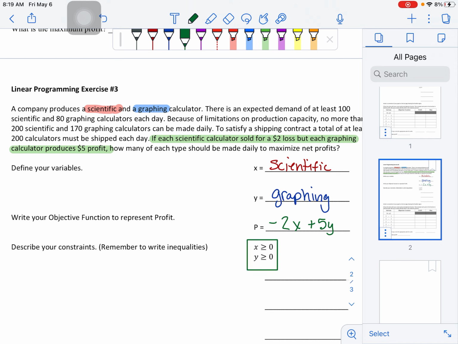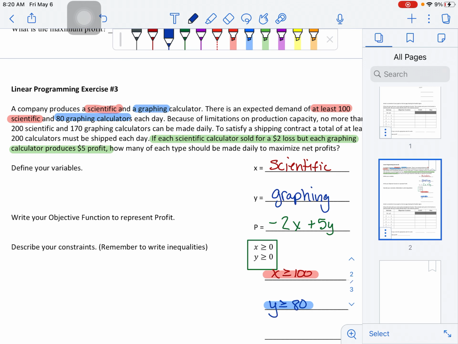Okay, our constraints are what they talk about in the paragraph, but it's always going to be that we're talking about positive numbers. So I always add in x is greater than or equal to 0 and y is greater than or equal to 0. In this case, they get overridden because we talk about x and y later as well, but we always want to have those in there anyways. If we start to look, we have a demand of at least 100 scientific. That means x is greater than or equal to 100, because at least 100 means 100 or more. And then we also want at least 80 graphing calculators. That's talking about y. Y is greater than or equal to 80.